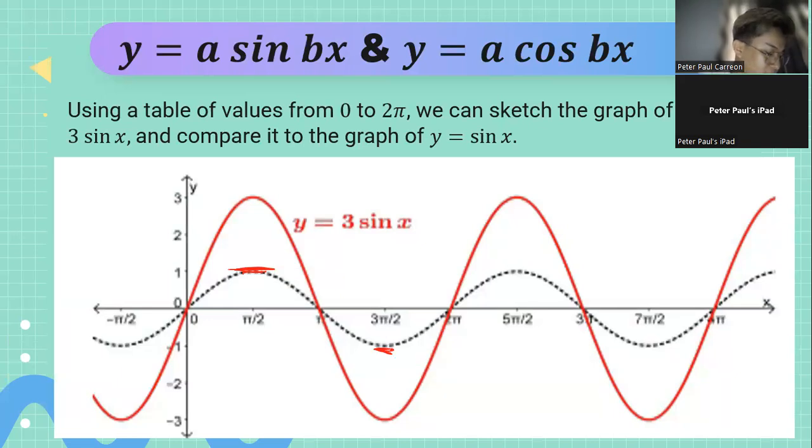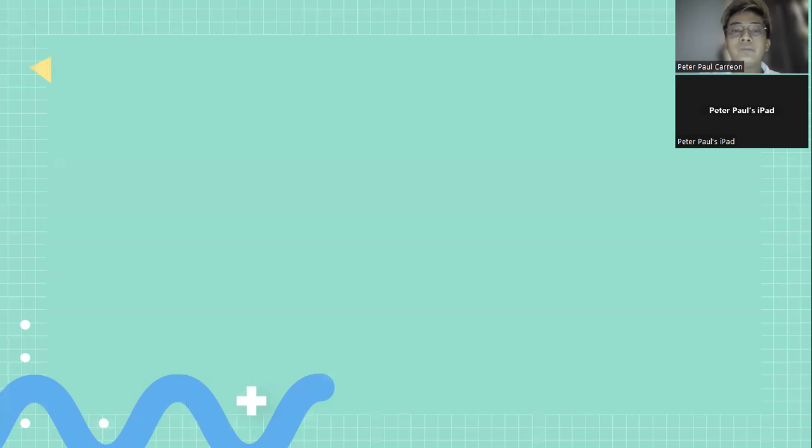Pero what did you notice about the maximum and minimum value nung naging y is equal to 3 sine x na siya? Tumaas yung max value natin. Ang max value natin naging 3, ang minimum value natin naging -3. So yun yung effect ni a, no, kapag idinadagdag natin siya sa sine function.